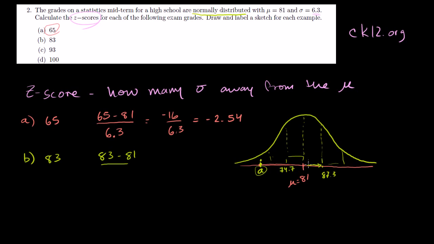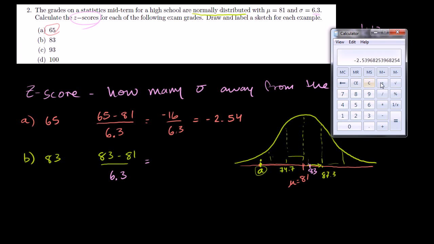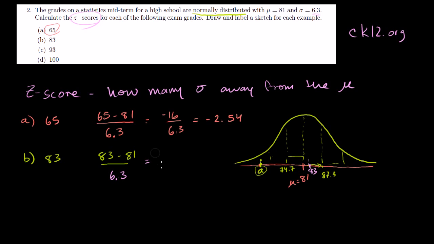83 is going to be right here, a little bit higher. And the z-score here, 83 minus 81, divided by 6.3. Let's see, clear the calculator. 83 minus 81 is 2, divided by 6.3, it's 0.32, roughly. So here we get 0.32. So 83 is 0.32 standard deviations above the mean. And so it would be roughly 1/3 of the standard deviation along the way, right? Because this was one whole standard deviation. So we're 0.3 of a standard deviation above the mean.